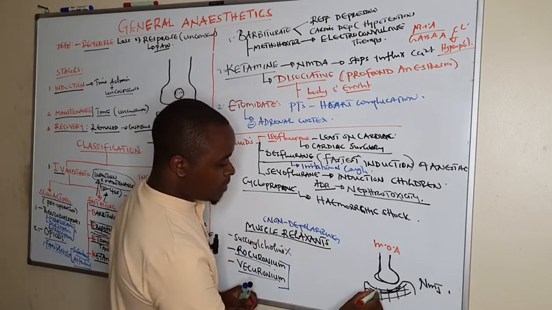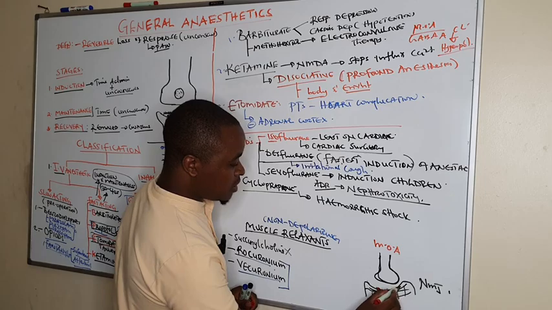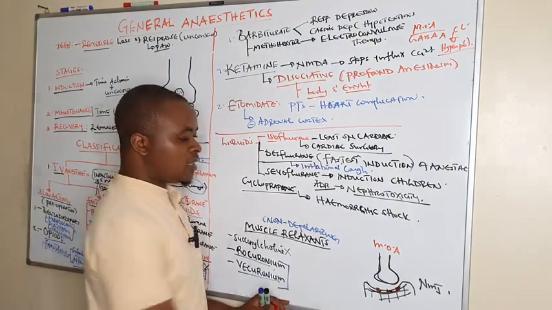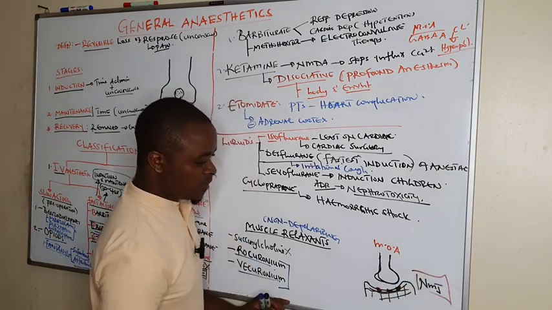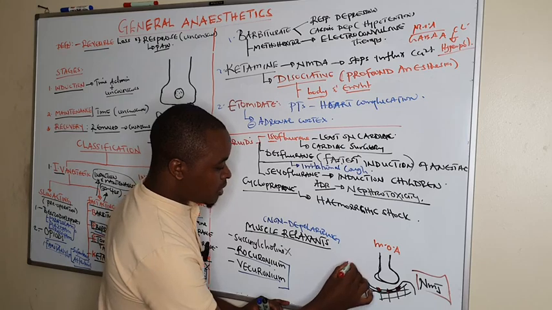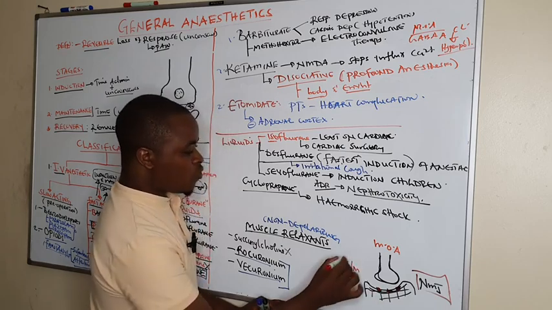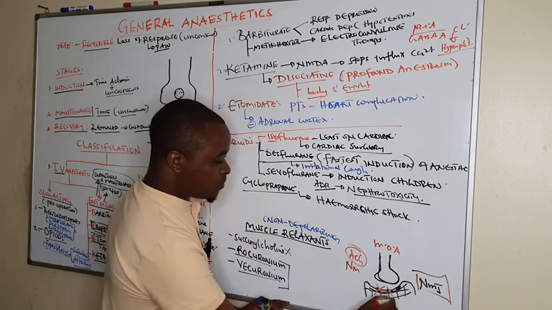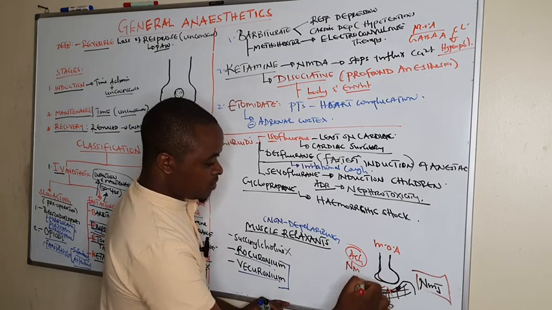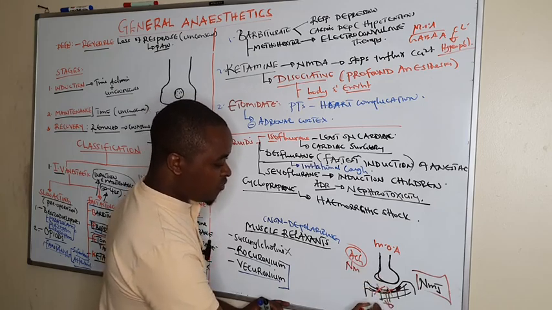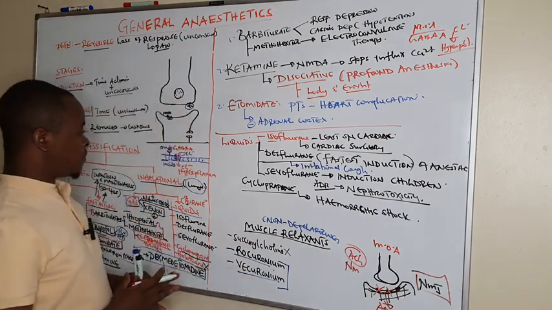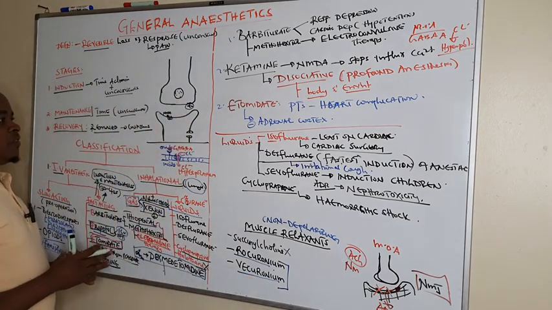is that they come and block the nicotinic muscular receptors on the sarcolemma, that is at the neuromuscular junction. After blocking the nicotinic muscular receptors where acetylcholine functions, they do not allow propagation of action potential, hence causing muscle relaxation, which is different from the others.